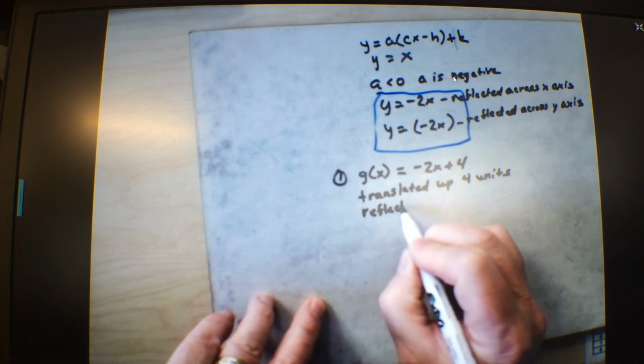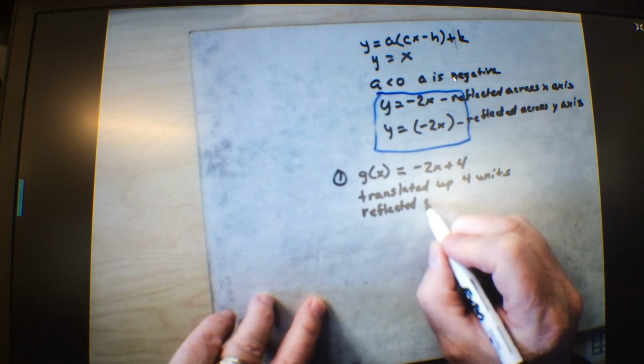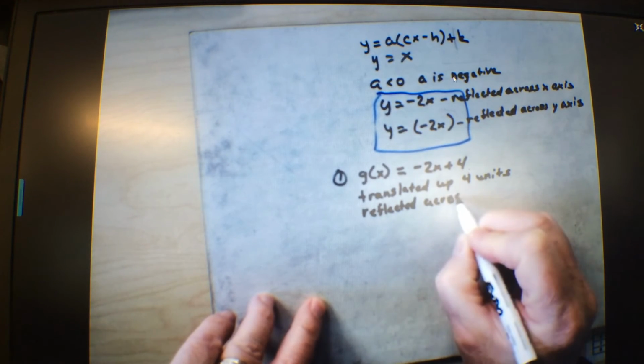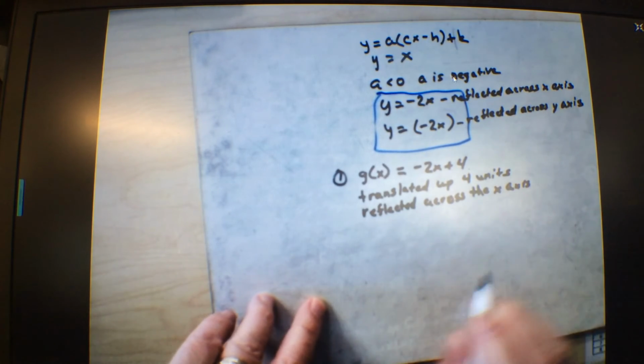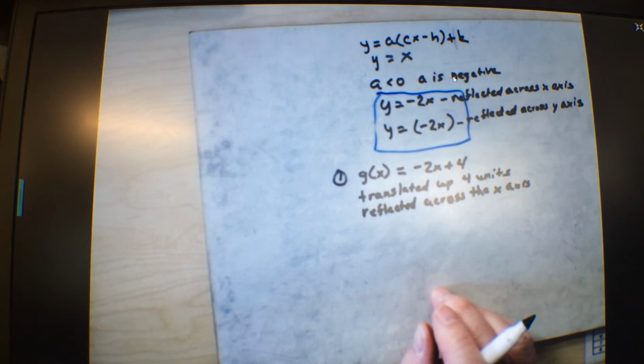It's reflected across which axis? X. The x-axis. Do you understand that? You understand that?